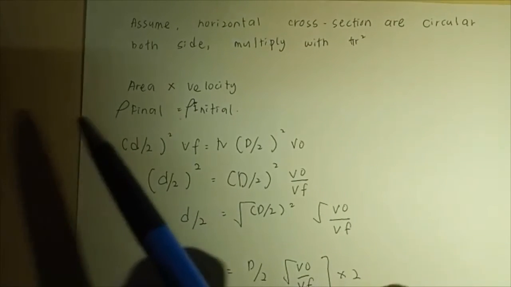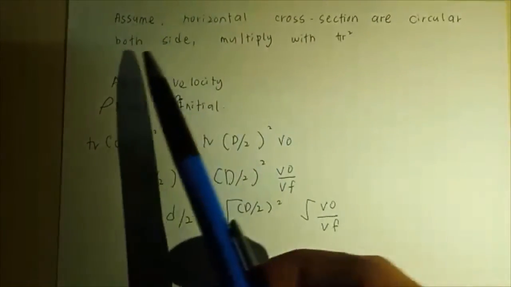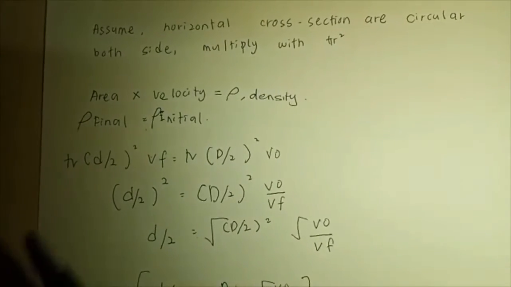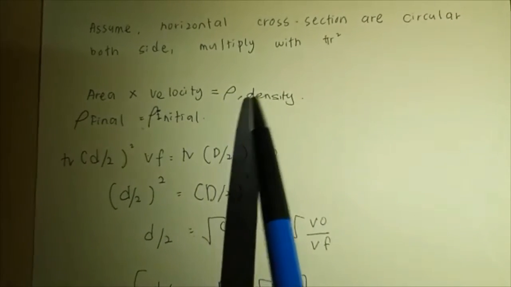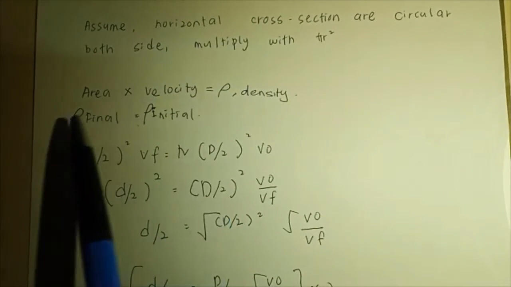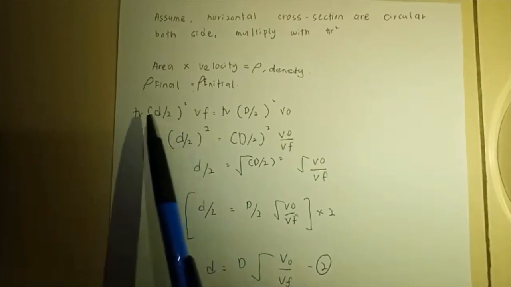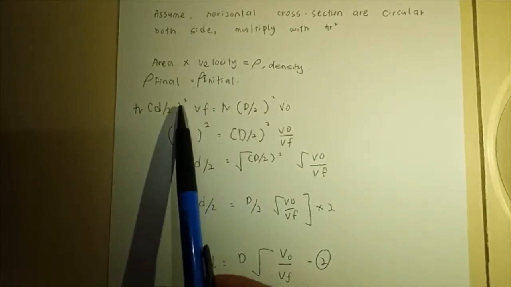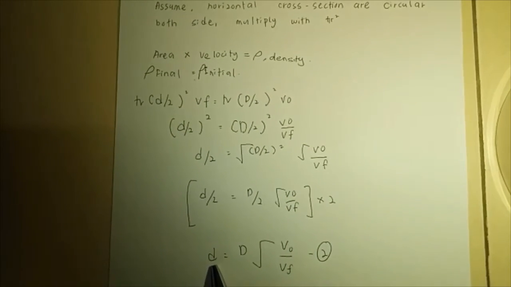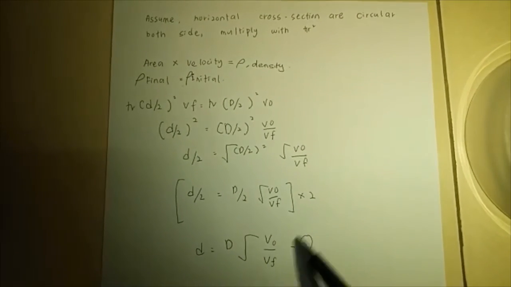In equation 2, we assume that the horizontal cross sections are circular on both sides, with area pi r squared. So we use the formula density times area times velocity. We know that rho final equals rho initial. So we got this equation, and then we derive it and make D the subject. So this is the second equation.